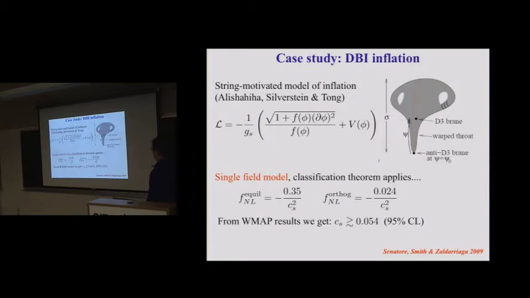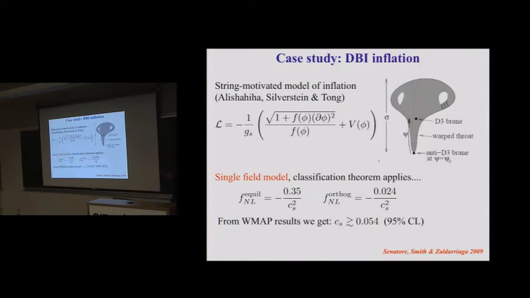The potential in these models doesn't have to satisfy a flatness condition. It can be steep, but inflation nevertheless lasts for many e-foldings because there's a speed limit to how quickly you can move down the potential. These models generically predict non-Gaussianity. Because they're single field models, our classification theorem applies, and we can parameterize the level of non-Gaussianity by a value of f_NL equilateral and f_NL orthogonal.